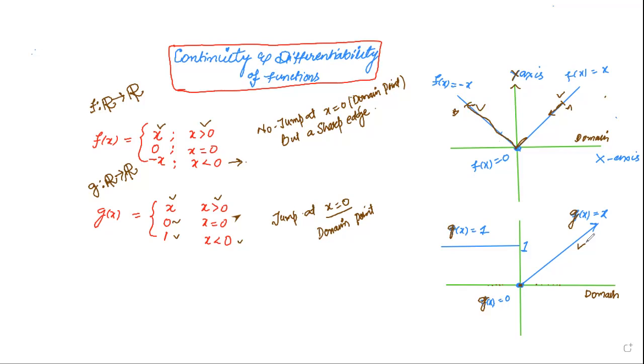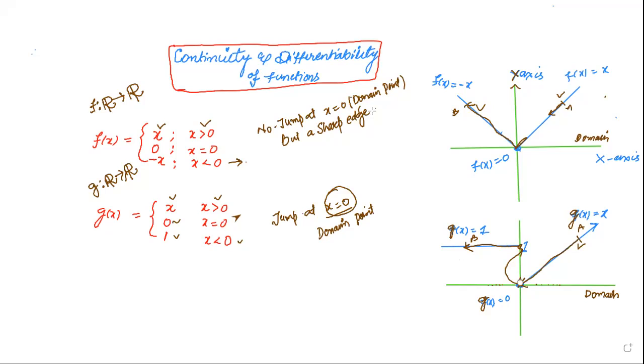But in case of the second graph, suppose I wish to go from point A to point B. From point A up to 0, I can go along the path. Now from 0, I have to jump from here, and then go to point B. So this jump indicates the point of discontinuity, where the function is not continuous, right? So it has a jump at x equal to 0. At x equal to 0, it has a point.